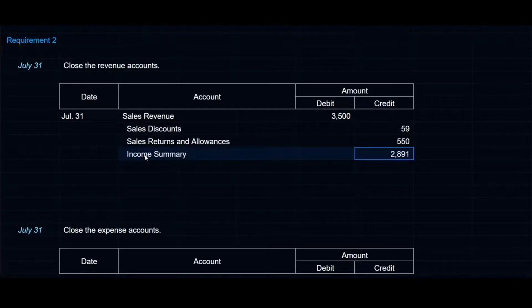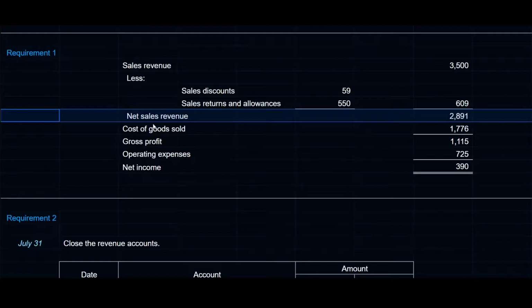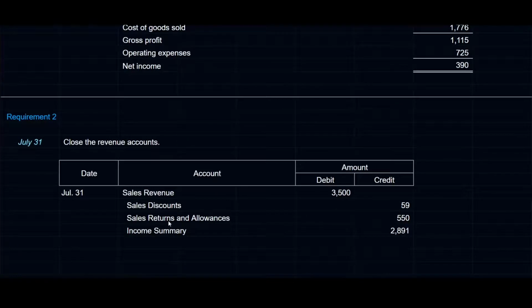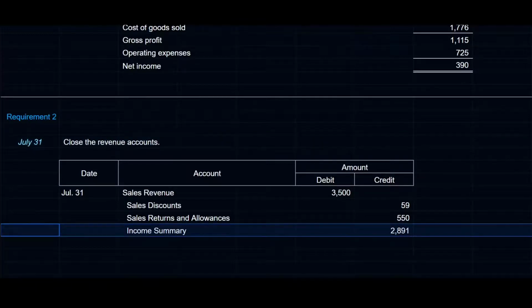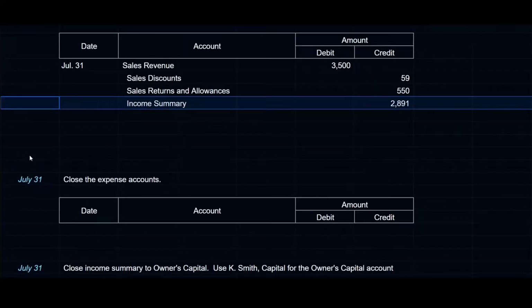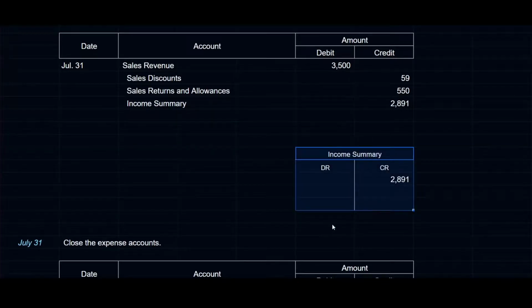This amount should look familiar to you. If you bear with me, I'll scroll back up. And you can see net sales revenue is $2,891. So that's what we see here. You would expect, if we close the revenue accounts first, in its own step, to see net sales revenue in income summary. We can take a look at income summary and see that the only thing in there right now is net sales revenue of $2,891.